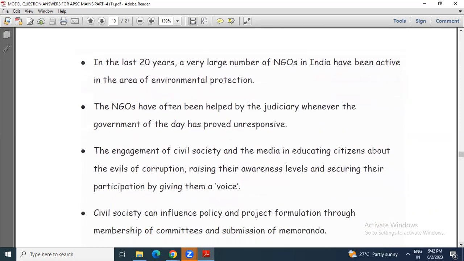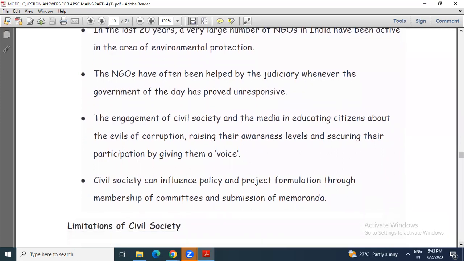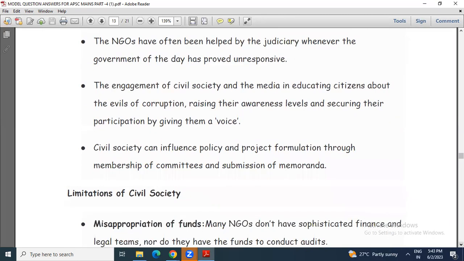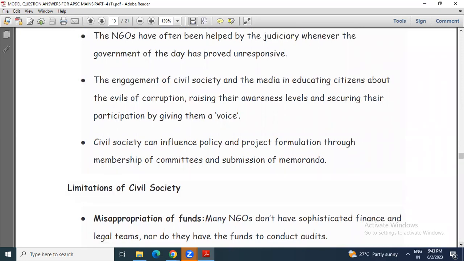In the last 20 years, a very large number of NGOs in India have been active in the area of environmental protection, and the NGOs have often been helped by the judiciary whenever the government of the day has proved unresponsive. When the government is unresponsive, then the judiciary comes to help these NGOs.